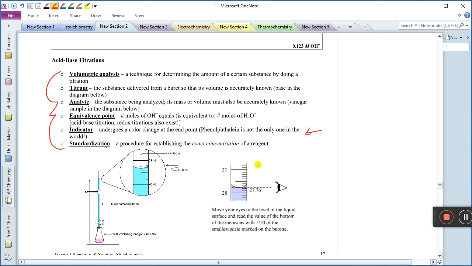Important note on reading a burette. It is marked, funnily enough, that is totally a graduated cylinder they're reading and not a burette, because burettes are marked from 0 down.